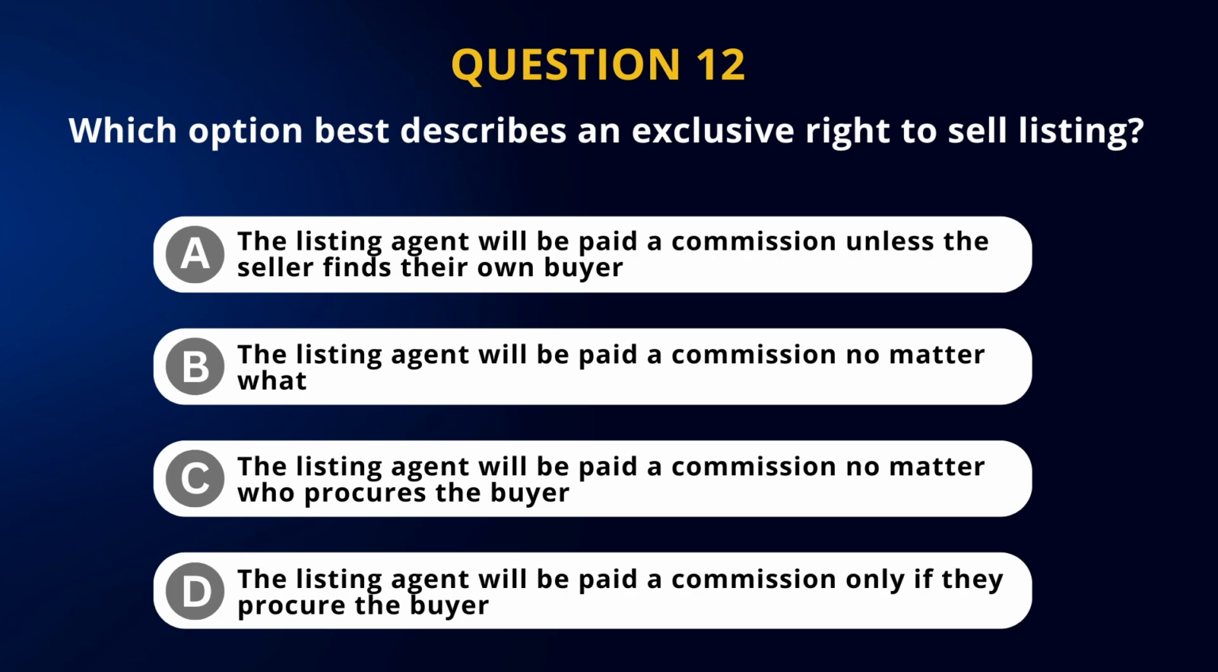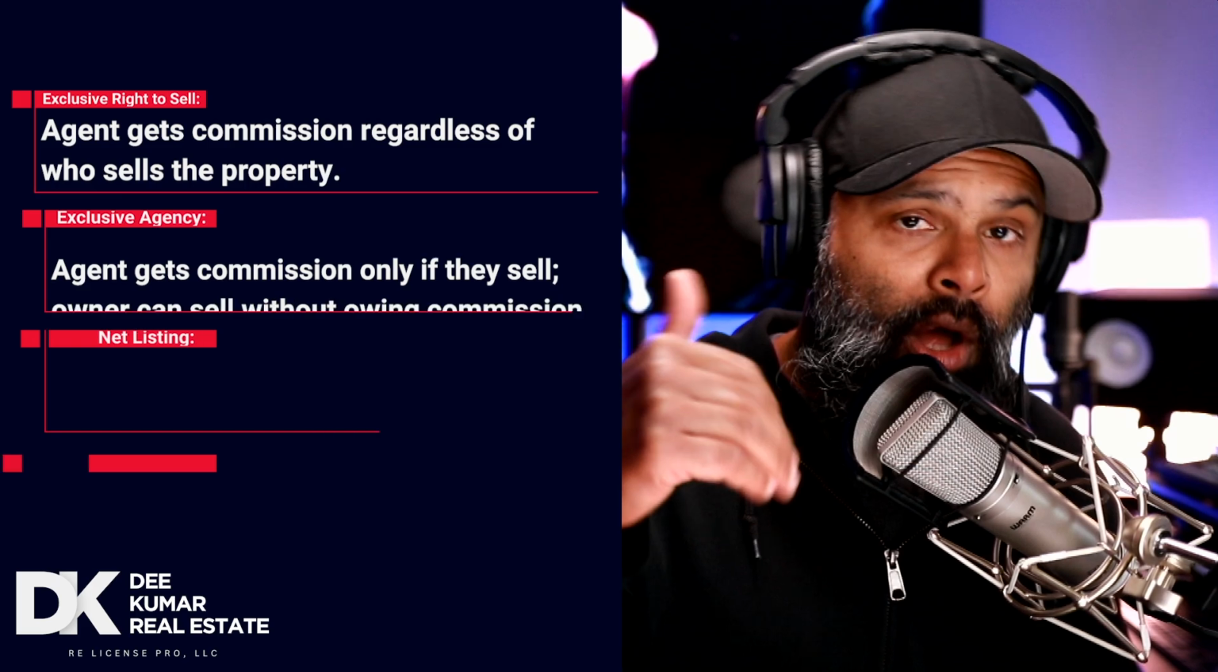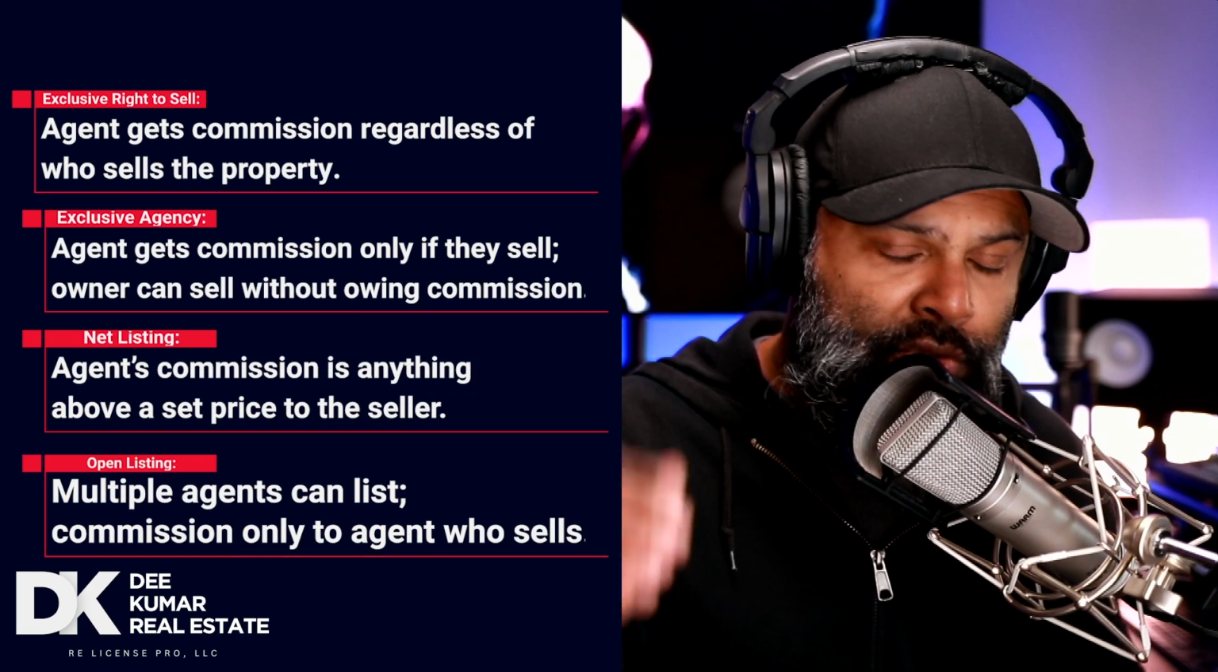And the answer is letter C, the listing agent will be paid a commission no matter who procures the buyer. Okay, so an exclusive listing agreement means it includes the seller. So many times these exclusive right to sell listings are inclusive of the seller, if the seller were to find their own buyer on their own once they sign this agreement. So the exclusive right to sell.